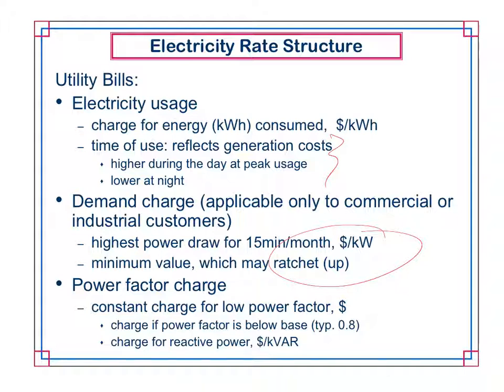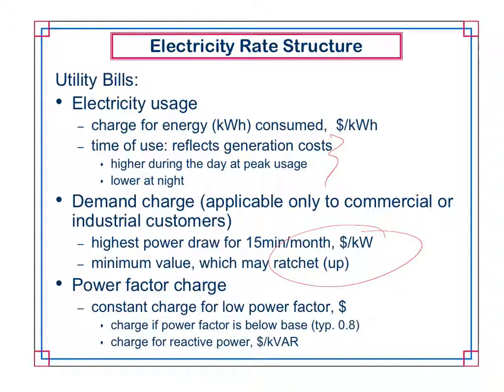And it's usually, not always, but usually the highest power draw for 15 minutes per month, and you pay a fixed amount, again, to pay back the fact that they had to construct that. It's a minimum value, which may have a ratcheting effect. If any of you work with a ratchet, it goes in one direction, tighten or loosen. This is a tighten. So if you used 800 kilowatts for 25 minutes or something like that, it locks in at 800, and then it goes down to 400 for the next 45 days or whatever.